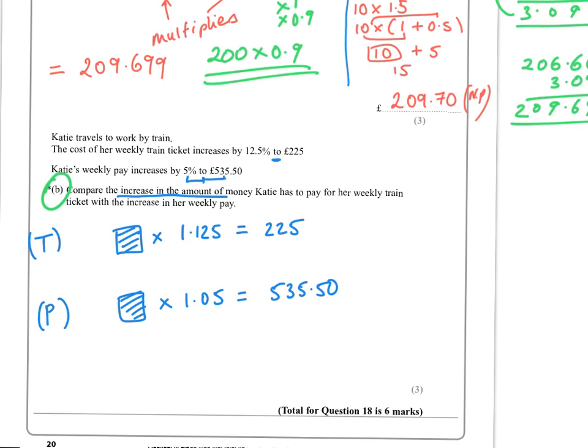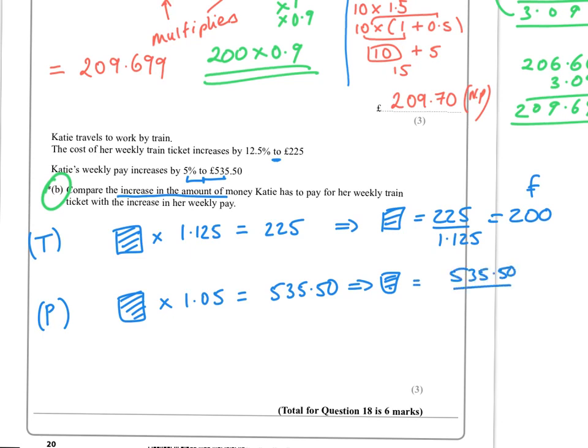So what you'd have to do is find what the original amounts were. So for the first situation, you would say the original amount was 225 divided by 1.125. So let's look at that. 225 divided by 1.125, and you get 200. And then in this situation, for the pay, you'd have £535.50 divided by 1.05. So that would be 510.